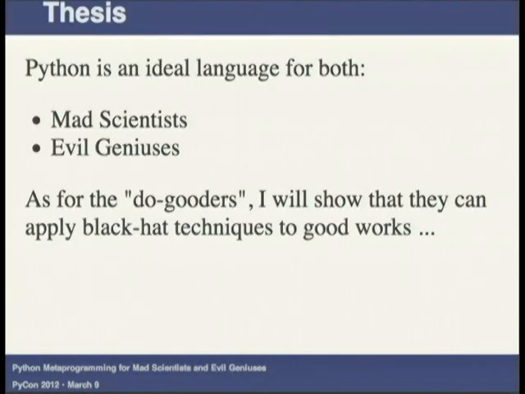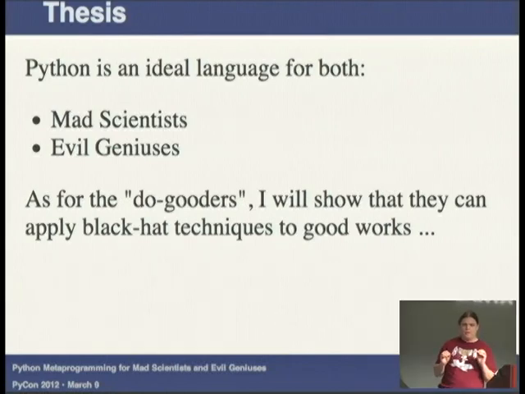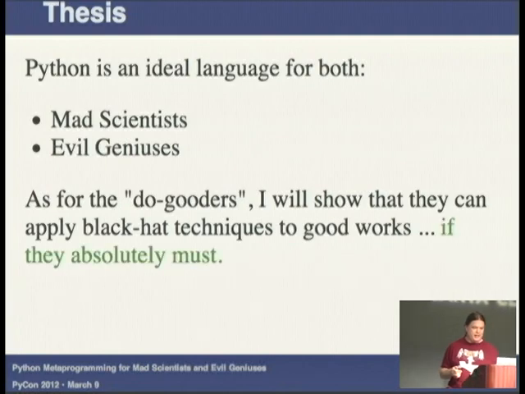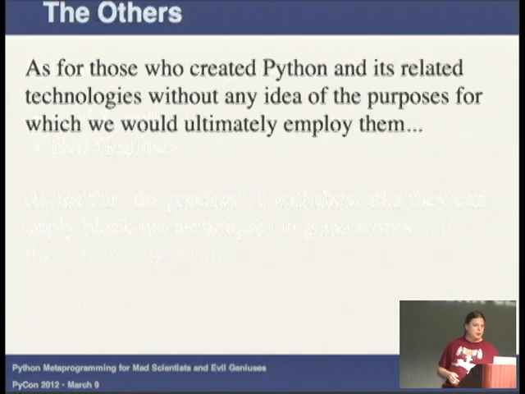Okay, so this is my thesis. Python is an ideal language for many groups. Part of the Python community is all about diversity, and this diversity includes what we normally think of as two very different camps, mad scientists and evil geniuses. And Python is such a broad language, even do-gooders, I hope, will get some benefit out of this talk. They'll find some way to apply these techniques if they have to.